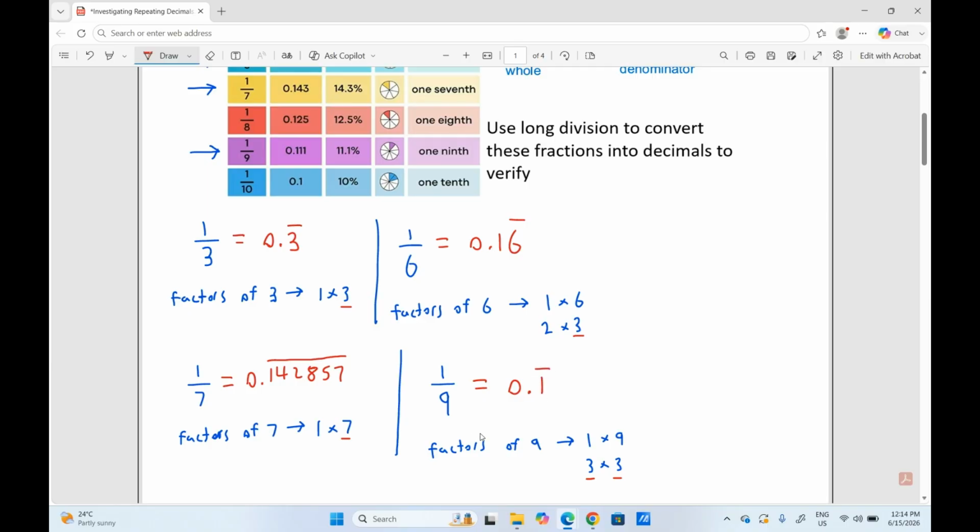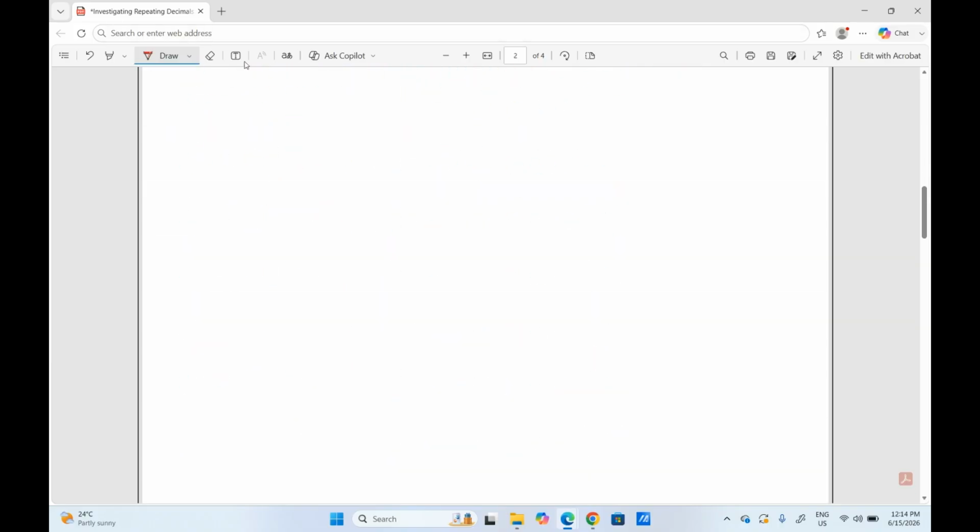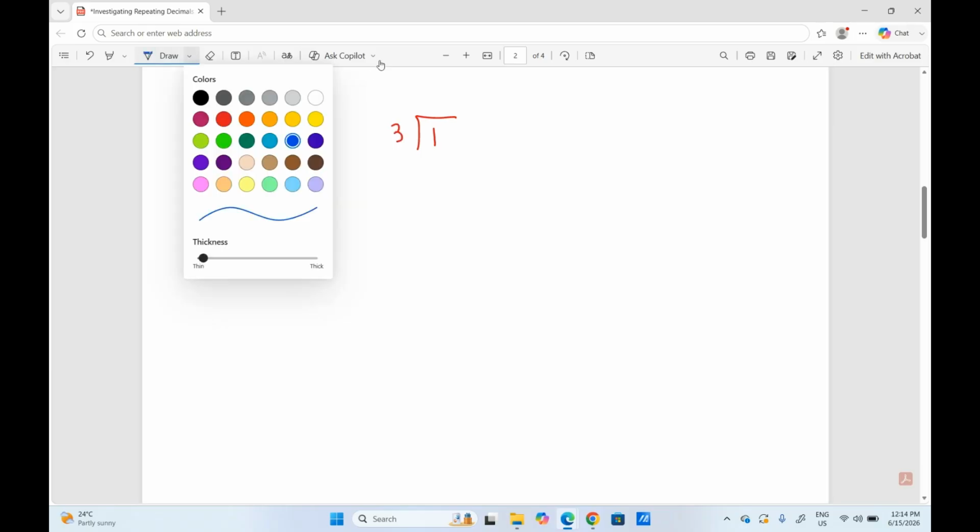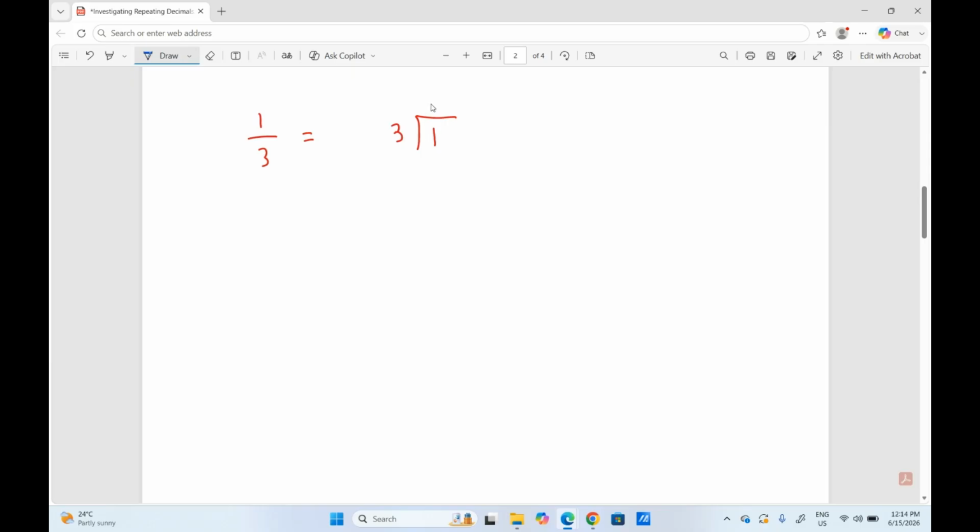Okay, now let's use long division to verify if this is true or not. So let's apply long division for 1/3, right? So I have 1/3, which means I'm going to have 1 with a 3 like this dividing by it, okay? So now, how many times can 3 go into 1? 0 times. So now I subtract that, I get a remainder of 1.